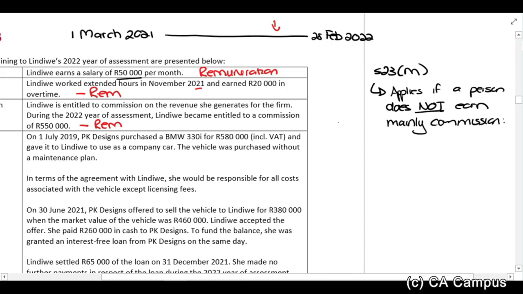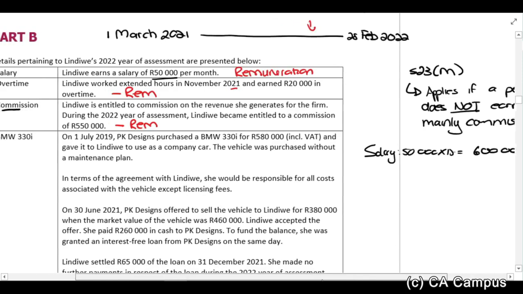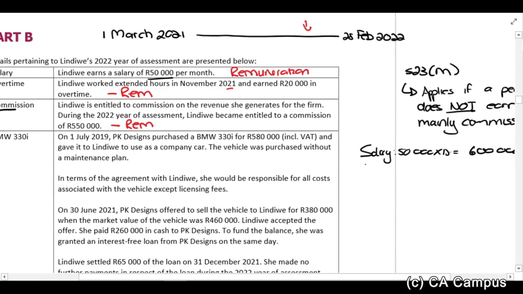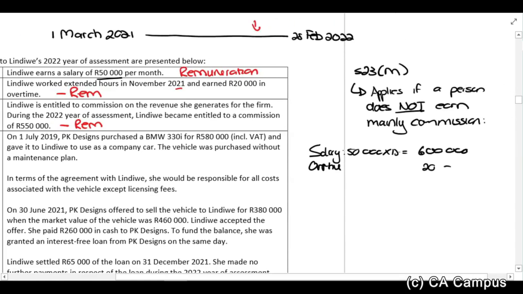So let's already look here. Salary is 50,000 rands a month times 12, which is 600,000. And overtime is 20,000. So that gives us 620,000.